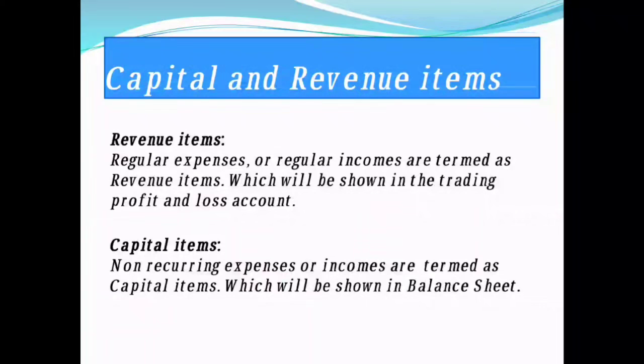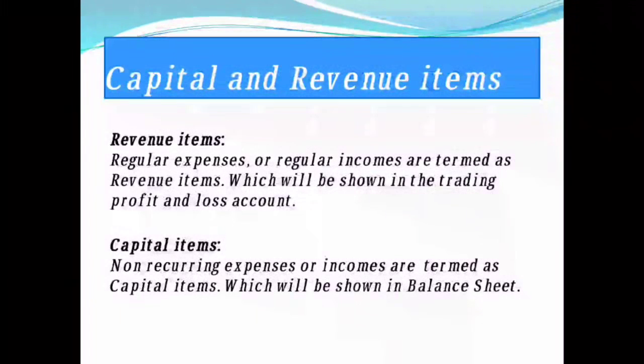Then next you have capital and revenue items. What are revenue items? Regular expenses or regular income are termed revenue items here. Meaning regularly you receive an amount or regularly you spend an amount. For example, rent that you pay monthly, that is revenue. Salary you receive or salary you pay. Interest you receive regularly, that is regular income. Revenue items mean what you receive often.